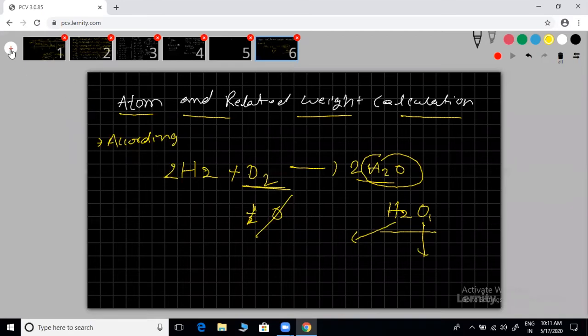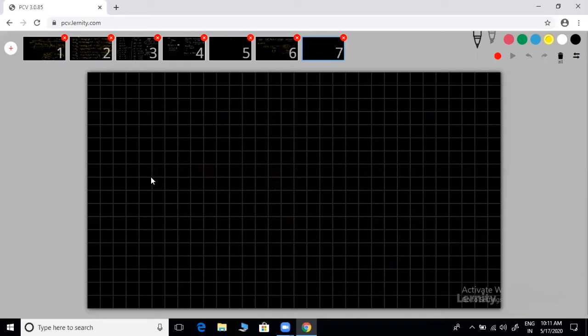One point you have to understand: atoms are the smallest particles. We can't see them, but still we express their mass in grams, which means something is inside. We have to understand that clearly. Right, atomic mass, next slide.